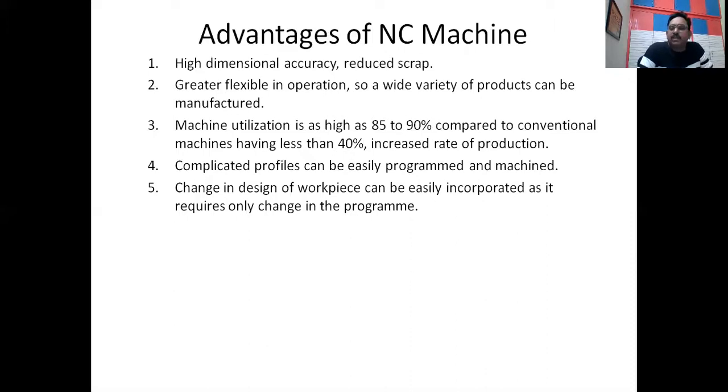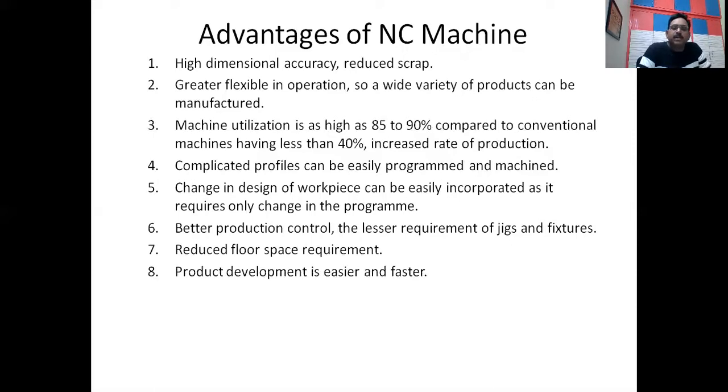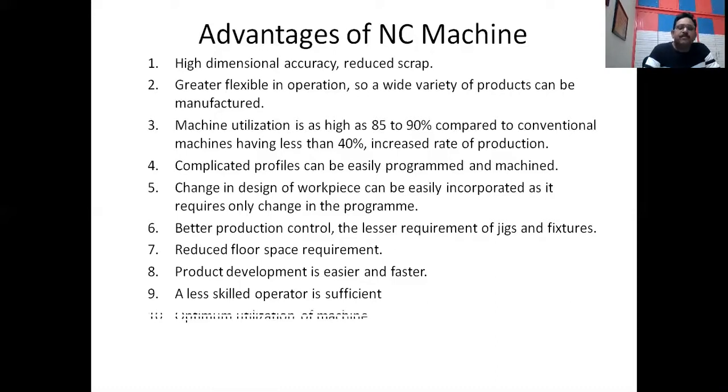Suppose you want to change something, it can be easily incorporated. Better production control, less requirement of jigs and fixtures, reduced floor space requirement, product development is easier and faster, and a less skilled operator is sufficient, because he need not use his skill. You only have to give instructions and keep quiet, and the machining operation will be done. He only has to see whether it is going according to that or not. A less skilled operator is sufficient, and optimum utilization of the machine. So we can use the machine optimally, and there is reduction of labor cost.